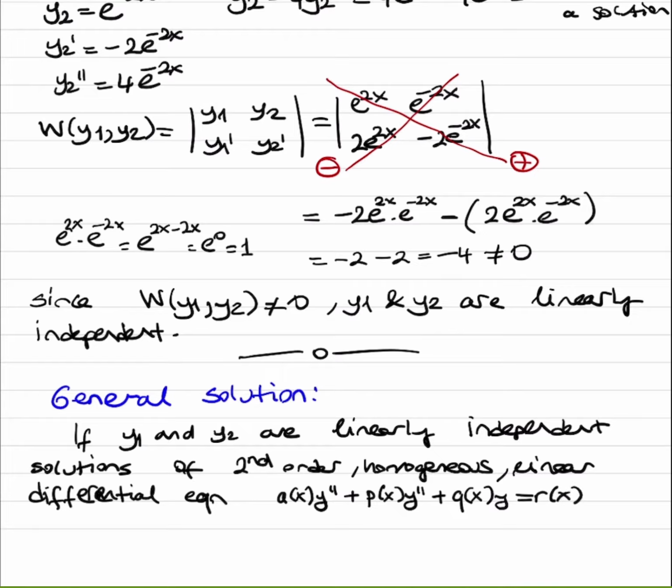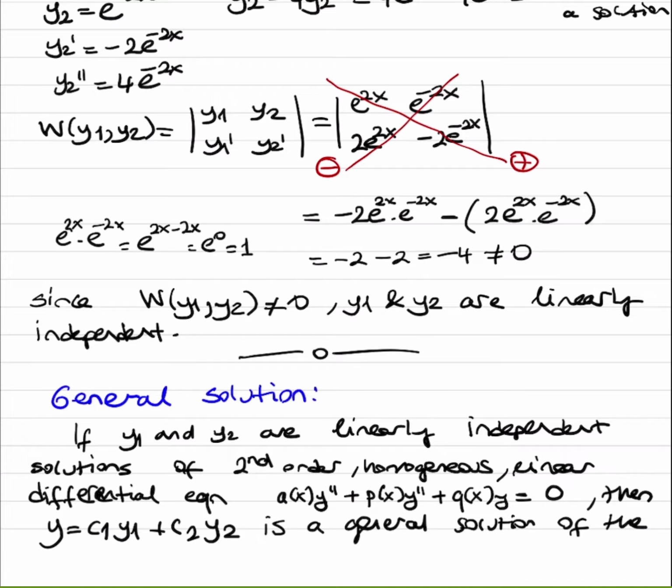So we don't need to have it in standard form. So this is always true. If it is equal to r of x, oh no, we said homogeneous. So r of x is equal to 0, right? We said homogeneous. Okay, that is great. r of x is equal to 0. Then y is equal to c1 y1 plus c2 y2 is a general solution of the given homogeneous differential equation, where c1 and c2 are arbitrary constants. So this is important.